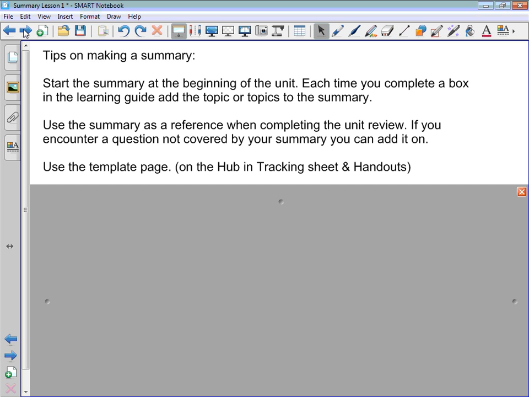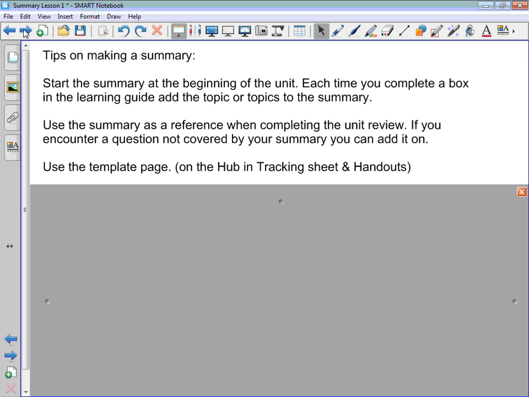And if you're getting ready for the test, you can use this summary as a reference, kind of like your study notes, when you're completing that final unit review to prepare. And if you run into a question on the unit review that isn't covered by your summary, then you can add it on to the summary to make sure that your summary is complete.